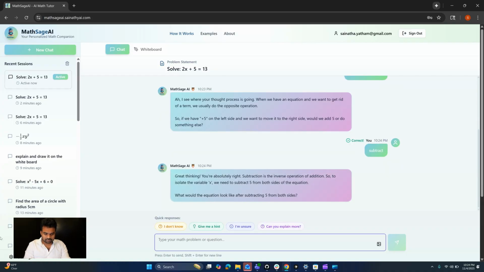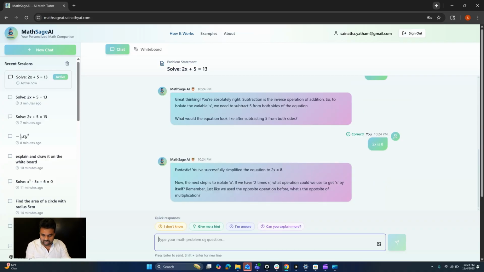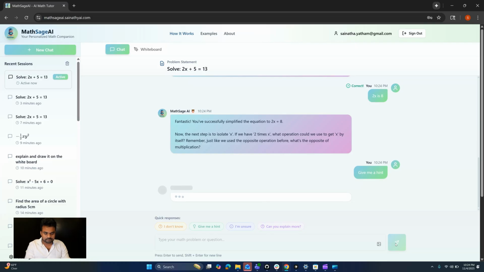Yes, what would the equation look like after subtracting 5 from both sides? It gives you that 2x is 8. So from that, you can solve for x is equal to 4, and you will arrive at that by explaining, you have 2 times x, so you've got to divide. So it will take you there. You can ask for a hint. It will come up with a hint for you and take you to the solution.